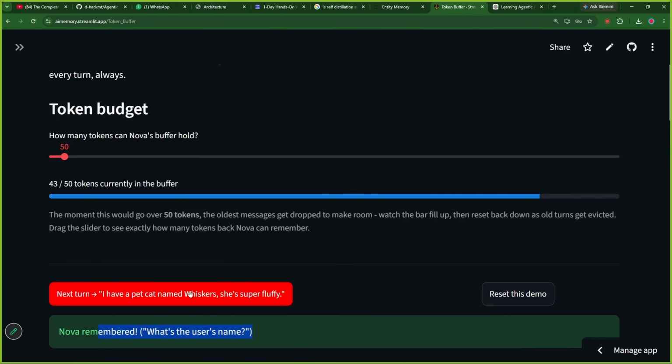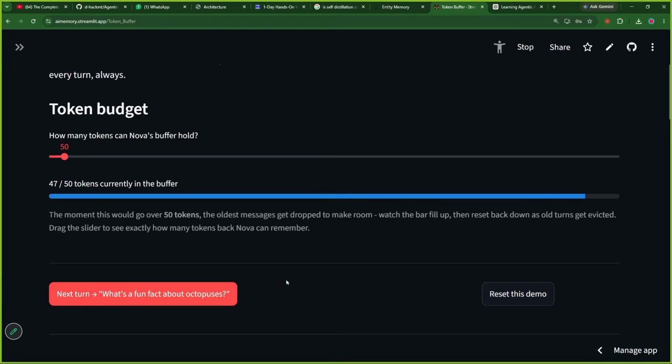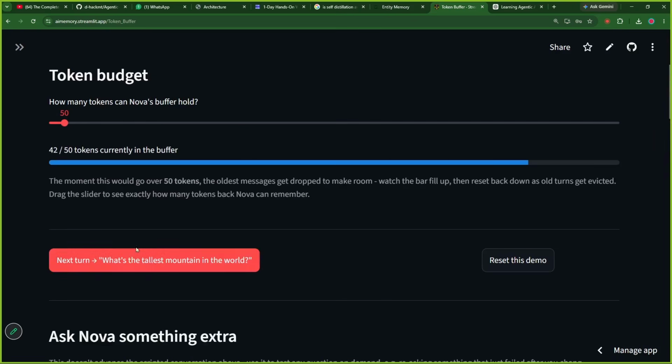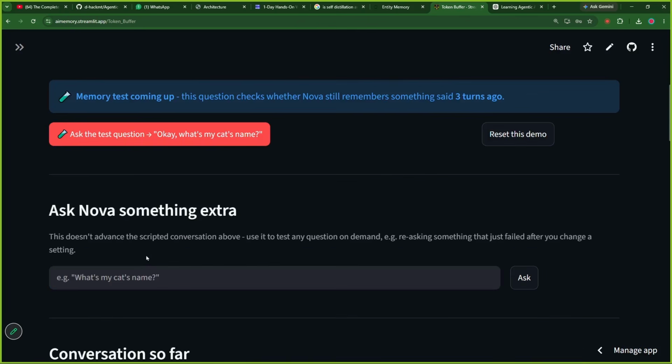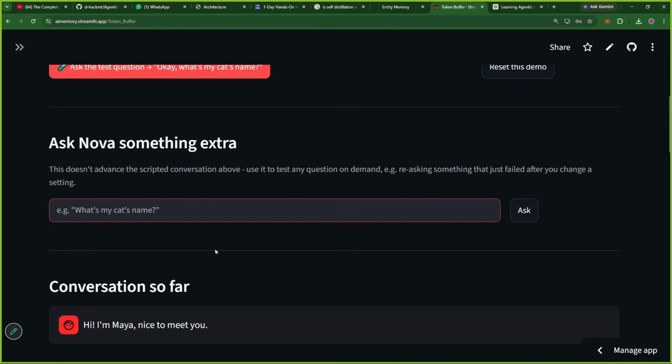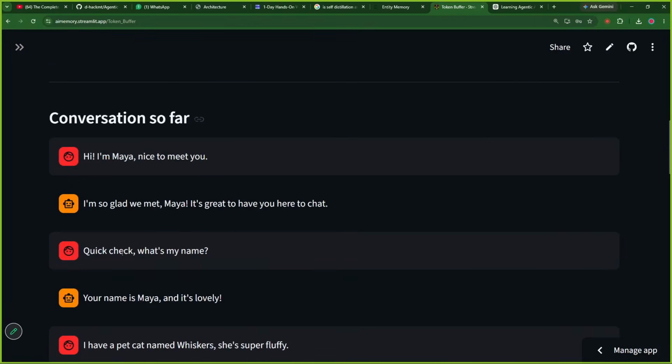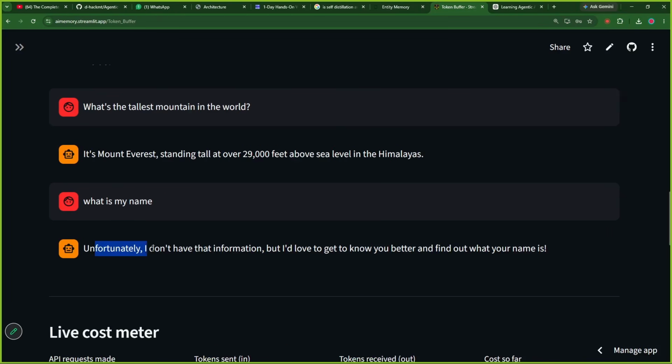Okay. But again, if I give a message, I have a pet, I have a cat. Okay. See, you can see how much it is filling up. If I give one more response, okay, let me give one more. After doing all of this, now if I ask, what is my name? Okay, let us see. Unfortunately, I don't have that information, but I would love to know your name.